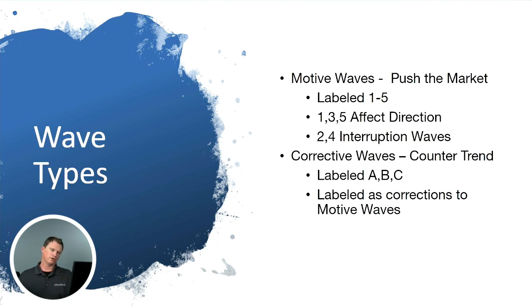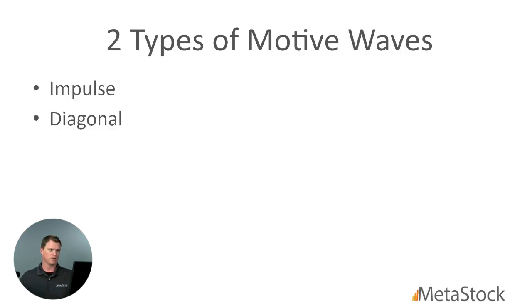And then you have your corrective waves that are counter trends, which are your A, Bs, and Cs. Those are also labeled as corrections to the motive waves. So you've got your corrective waves that are counter trends, and your motive waves that push the market. Again, it still gets a little confusing for me because I'm not an Elliott wave trader, but I'm starting to get into it. And the 2 different types of motive waves are impulse and diagonal waves as well.